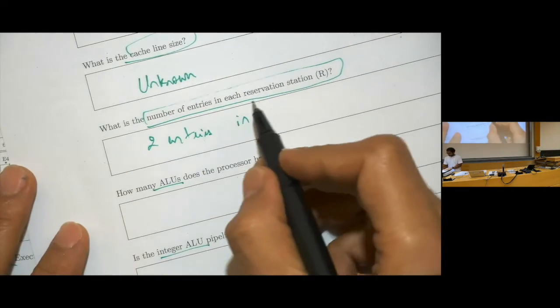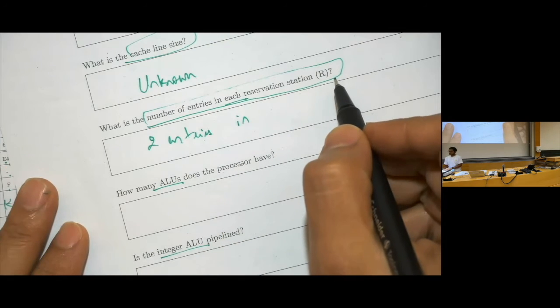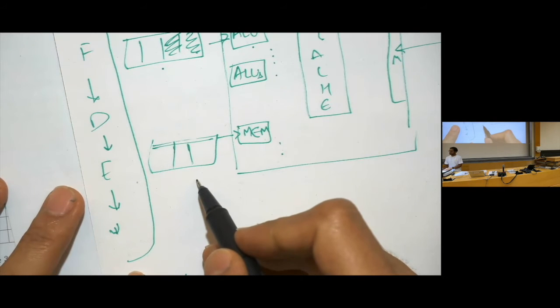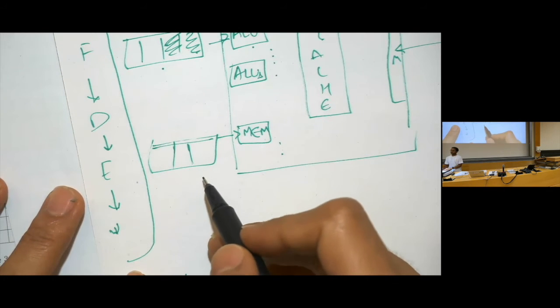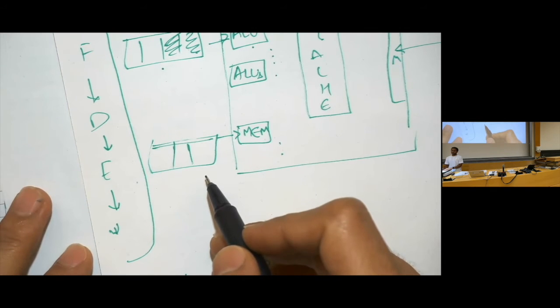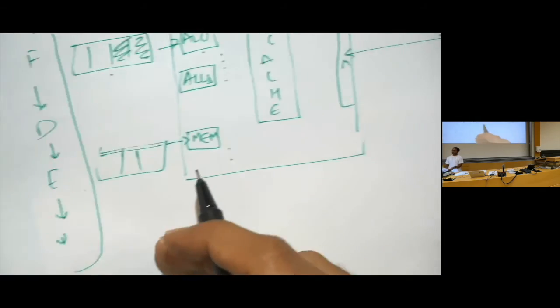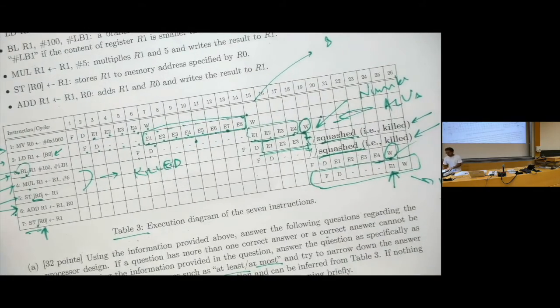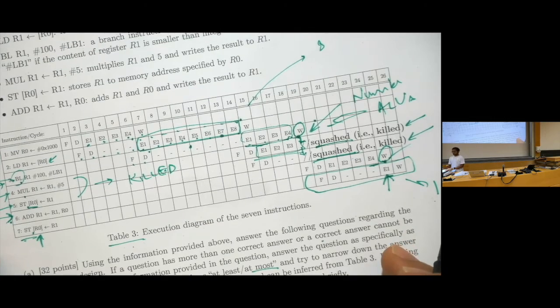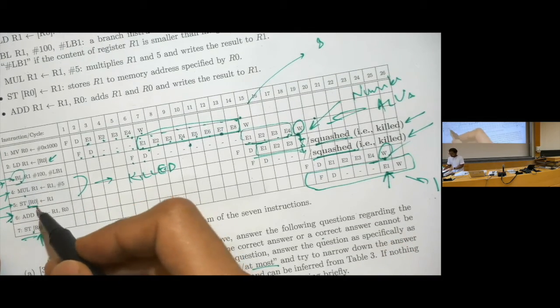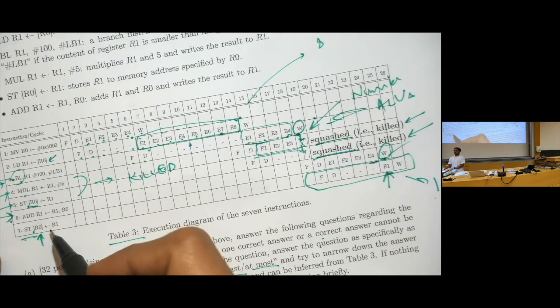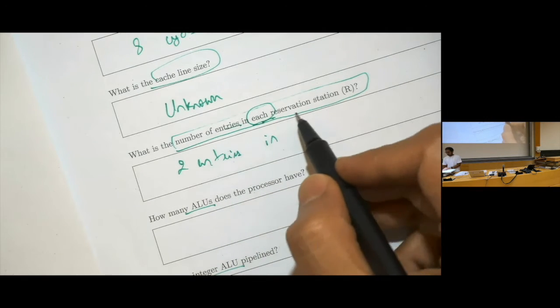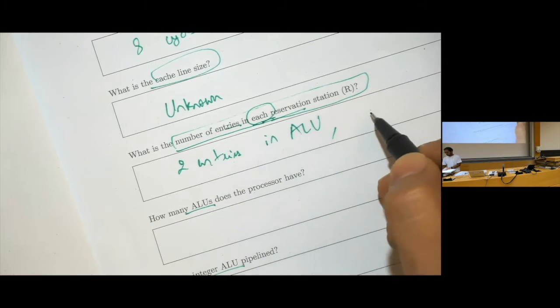The question asks, what is the number of entries in each reservation station? Once again, careful reading, each. Remember that we had two reservation stations. You need to answer what is the number of entries in the memory reservation station. Coming back to the concept, how do you determine the number of entries in the memory reservation station? You look for instructions which have overlapping execution units, but unfortunately, I don't have any such instructions. I saw that all of my load stores are preceded by other instructions, so it is very difficult to determine this. In this case, you can say that the number of entries in the memory reservation station is unknown.